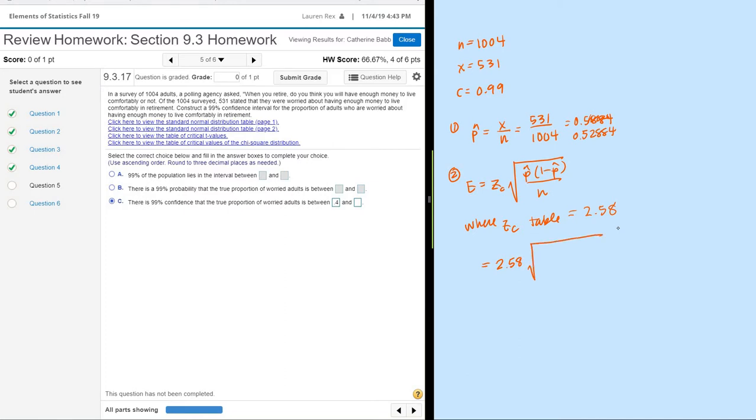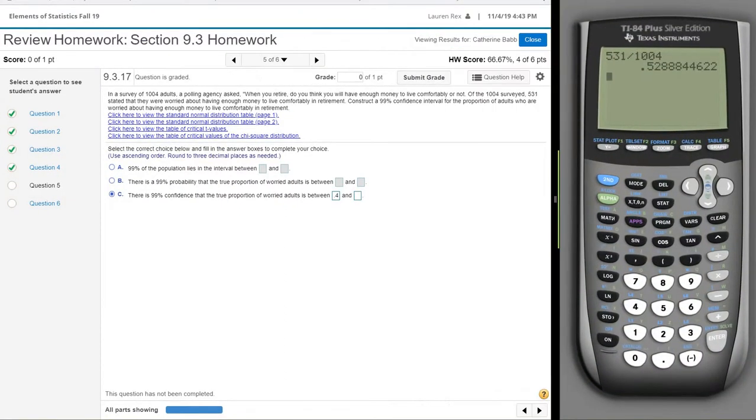We have p hat from before, so now we have that the margin of error is 2.58 times the square root of 0.52884 times 1 minus 0.52884, all in the radical, over the sample size, 1004. Put that in here correctly.